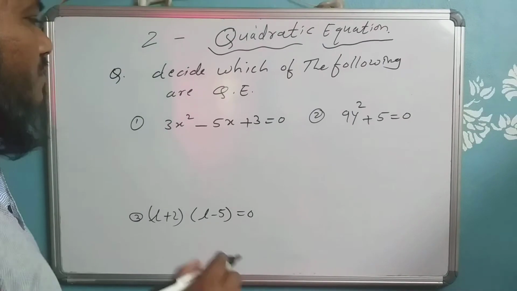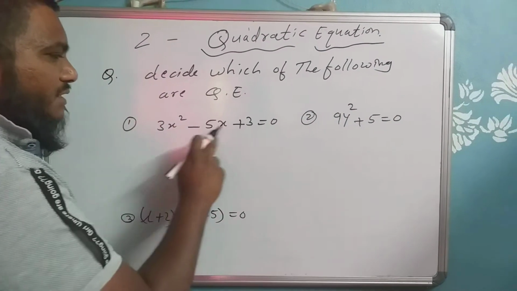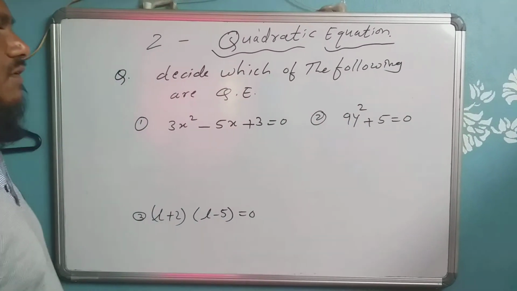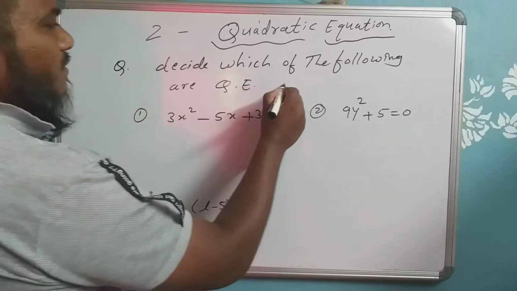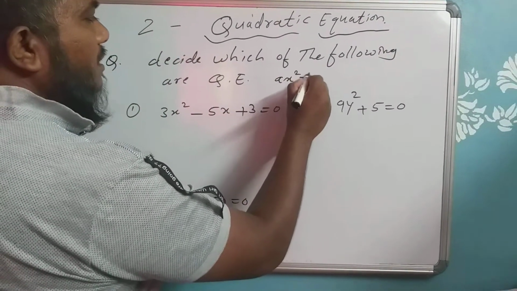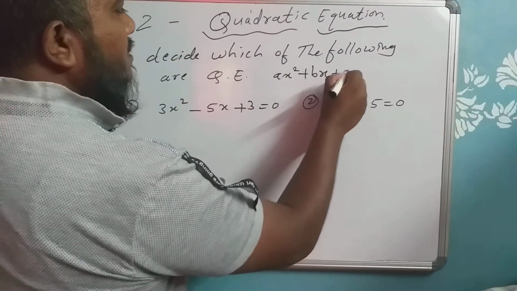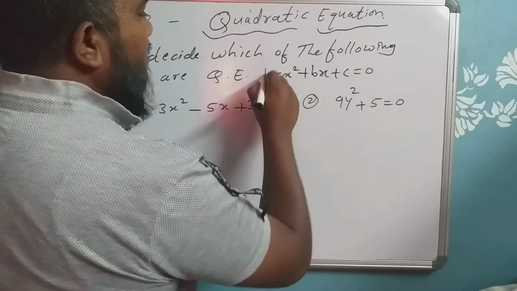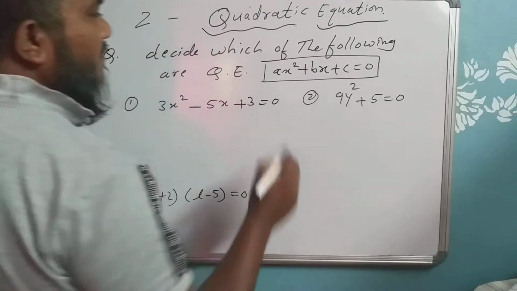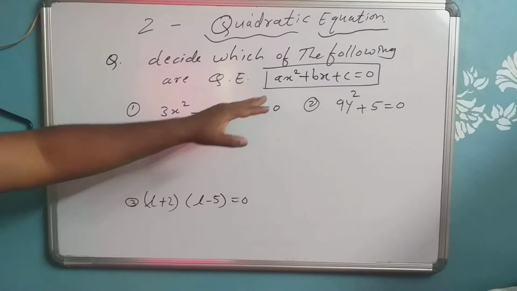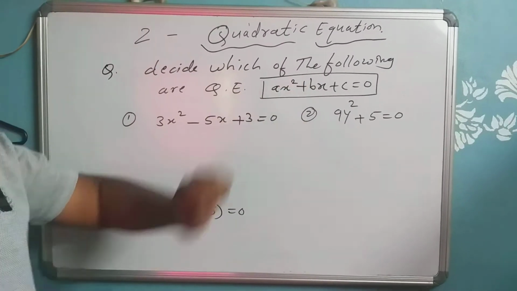First of all, we have to see whether the given equation is in standard form or not. What is our standard form? The standard form is ax square plus bx plus c is equal to 0. This is our standard form. Each and every student has to learn this standard form, ax square plus bx plus c.